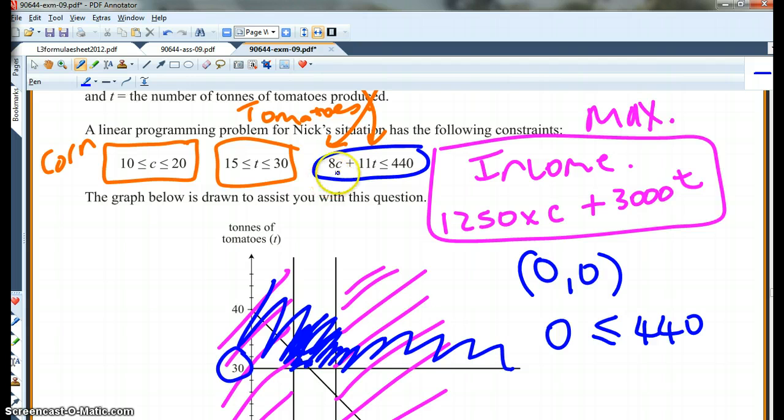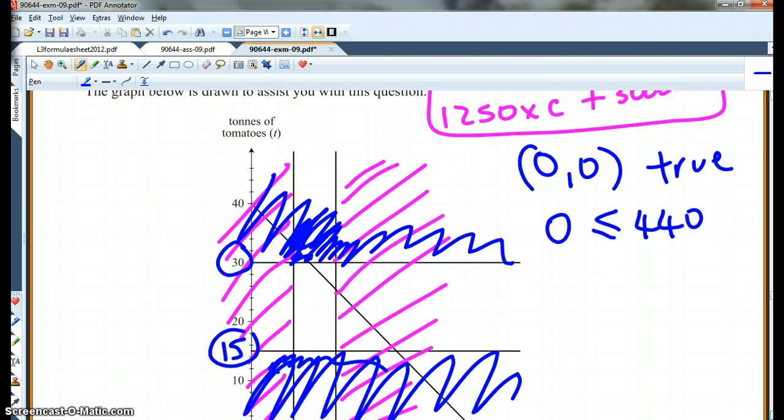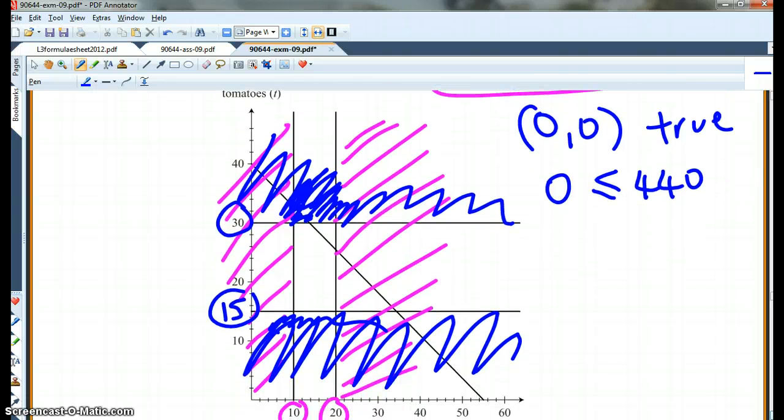So where did I get this 0 from? I went 8 times 0 plus 11 times 0. So I got 0. Is that true or false? It's true. So which way do I shade it? Say again? Yeah, because this point here, 0, 0, is actually true, and we're shading out, so we need to shade that bit out. Okay, so now we have got lots of points.